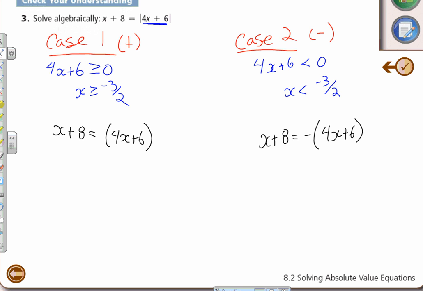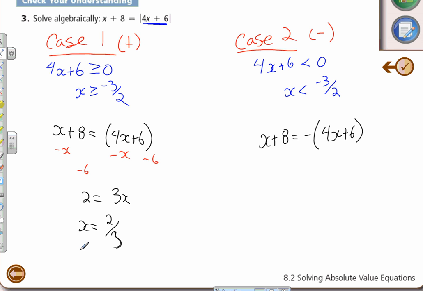So let's solve the first one. Get the x's to one side, get the numbers to the other side. That's the same as always. I'll take my x's that way, subtract x, subtract 6. And then 2 is equal to 3x. So x is equal to 2/3. There's our first solution. We don't know if it's the right solution yet until we've verified.